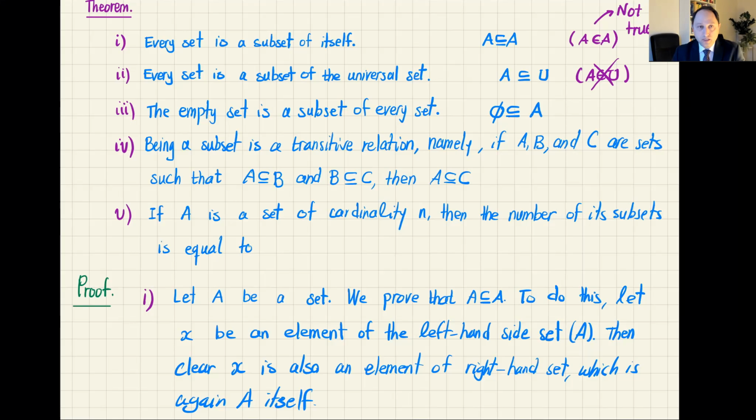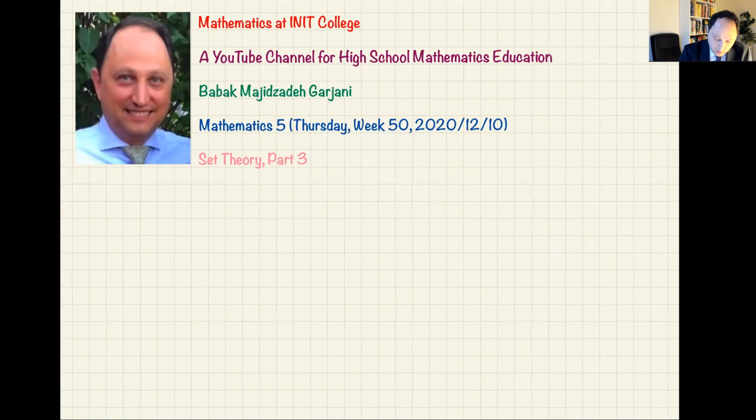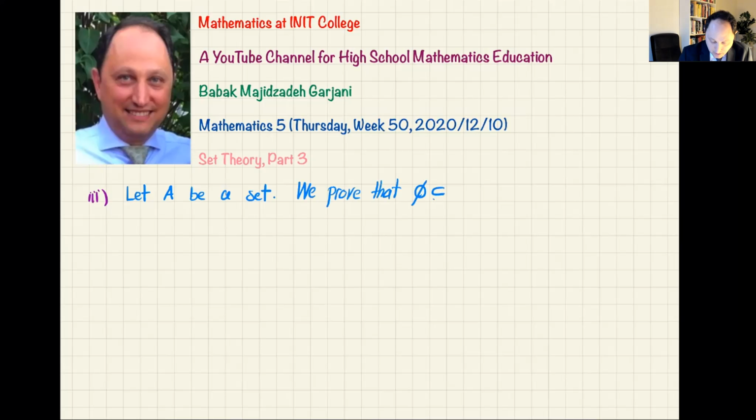But the only interesting part is part 3 probably here, which is a little bit confusing. So the empty set is a subset of every set. Can you give me a statement why this should be true? So let me go to the next page and let me write number 3. Let A be a set. We prove that the empty set is a subset of A. How do you think I should prove this?